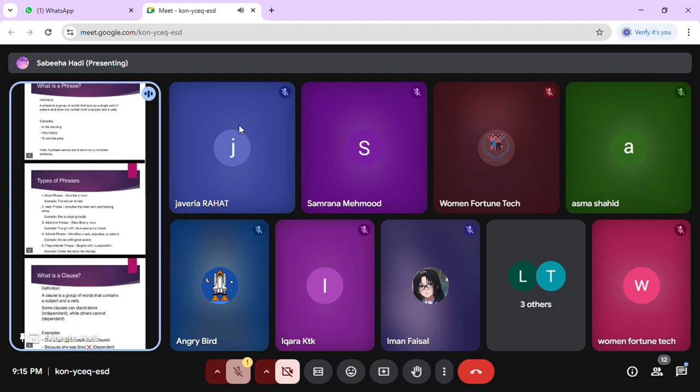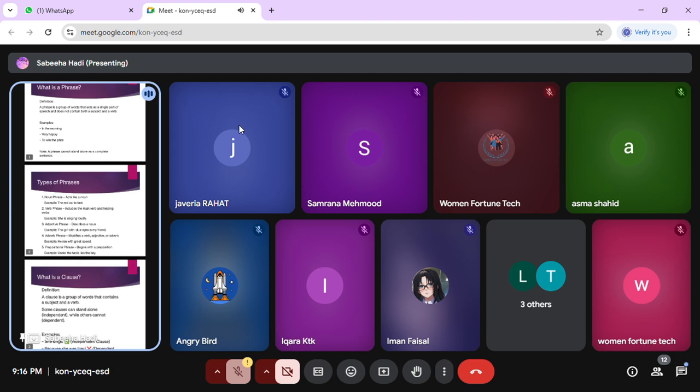Adjective phrase describes a noun, means an adjective gives us more information and describes a noun. The example is: the girl with blue eyes is my friend. So the girl with blue eyes. With blue eyes is a phrase and it is an adjective phrase because blue gives us information and description about eyes, a noun.